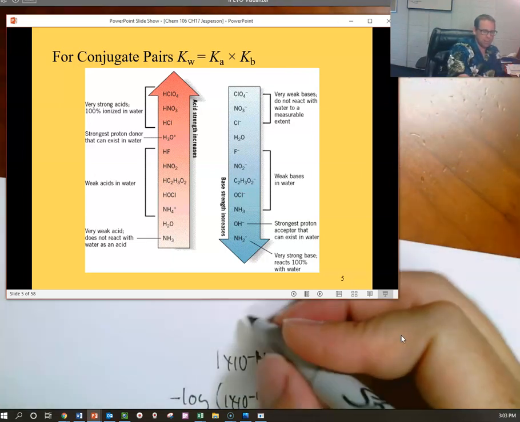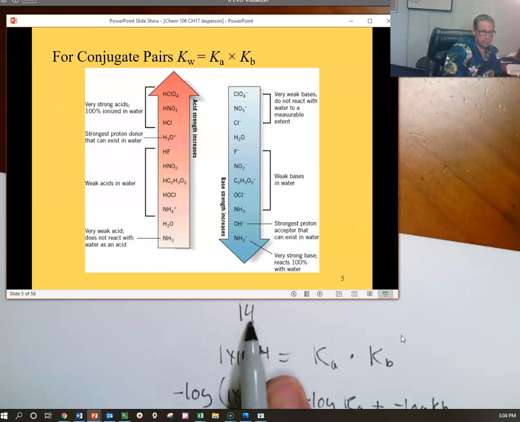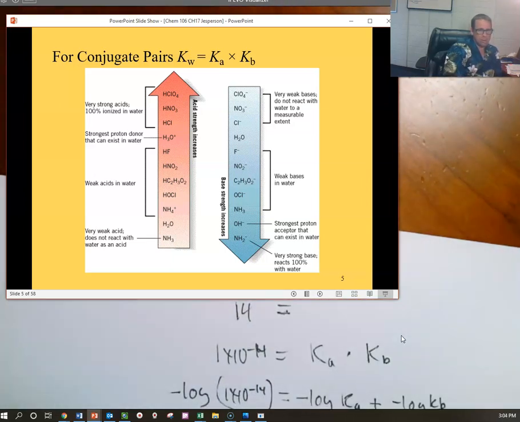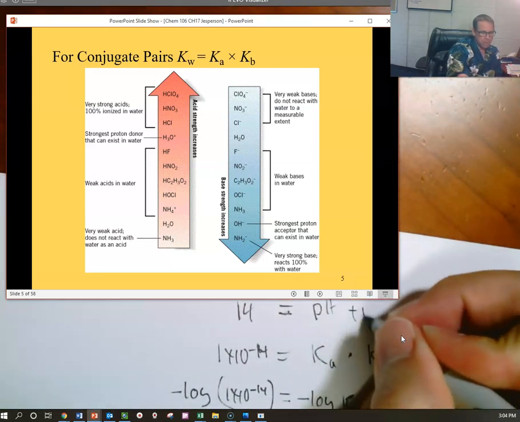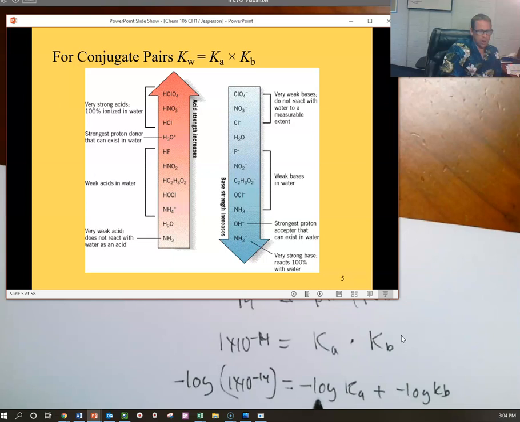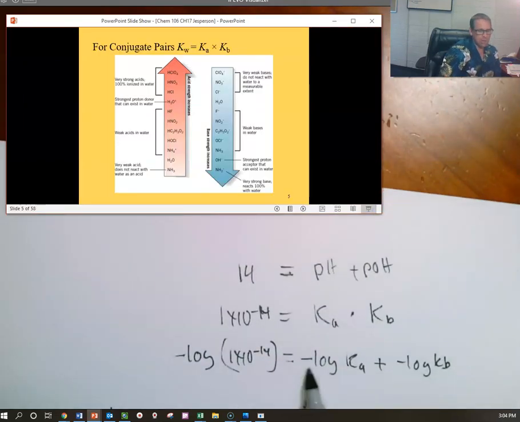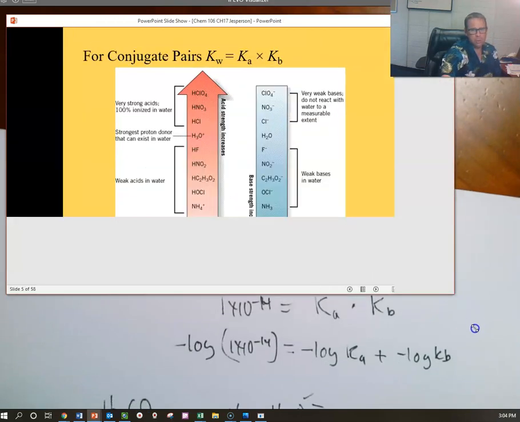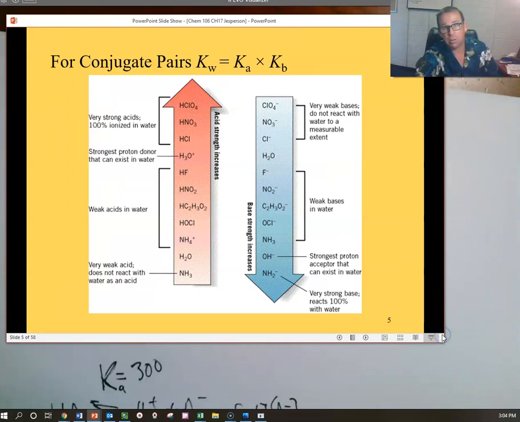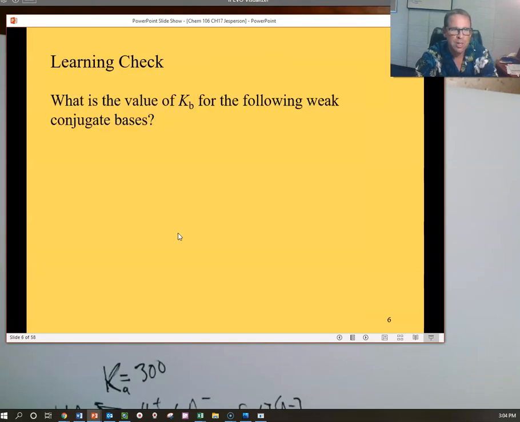It's basically the same as we've seen before, that 14, and that's what negative log of this is, right? Negative log of 1 times 10 to the minus 14 is 14, is equal to pH plus pOH, right? Basically seeing the same thing, where instead of taking the negative log of the hydrogen ion concentration, we're taking the negative log of our equilibrium constant for our acid and the negative log for the equilibrium constant for the base. So we'll use these tools moving forward to identify the pH, pOH, hydrogen ion concentration, hydroxide ion concentration of different solutions.